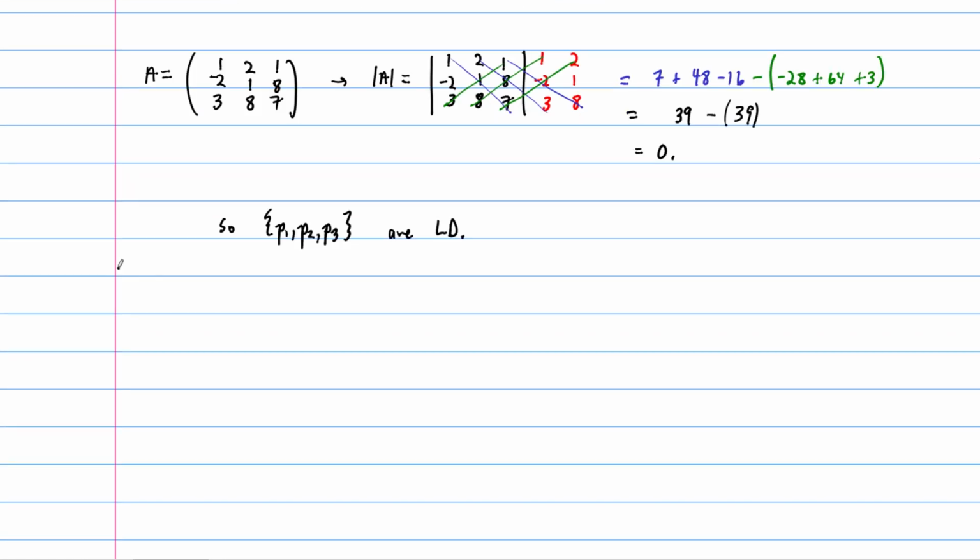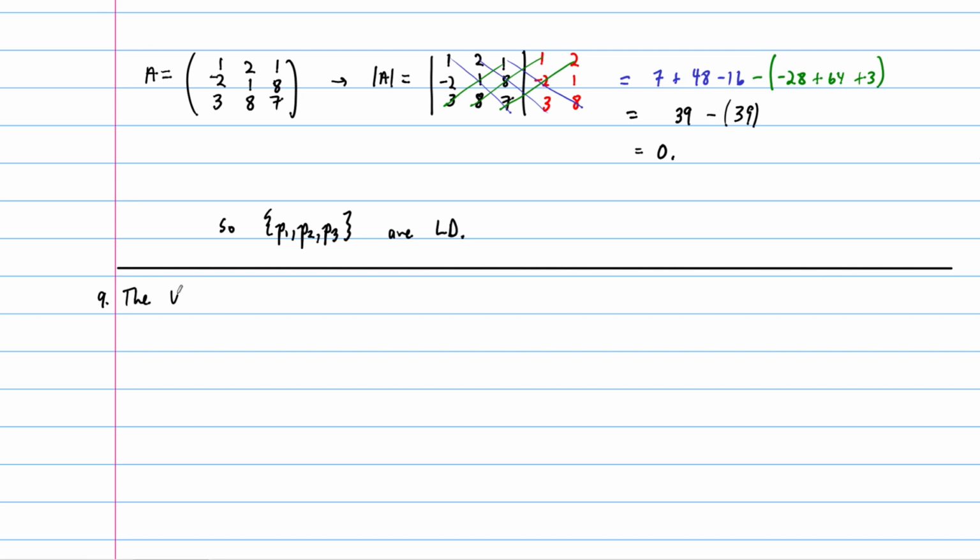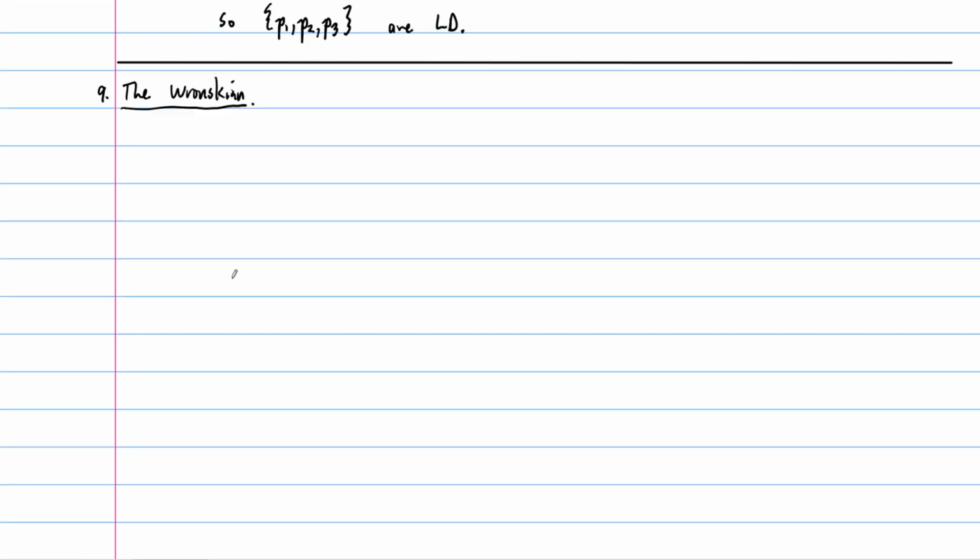So the question now is, how do we determine if a set of functions that are not polynomials are linearly independent or not? So if they're more complicated functions. And the key to this is something called the Wronskian. So this is item number 9 of our lecture. Again, this is called the Wronskian. And so here's the idea. We'll do the general setup and then we'll do an example or two.